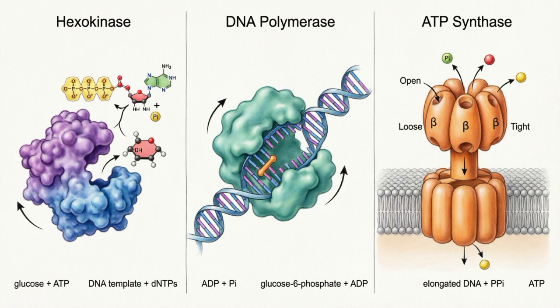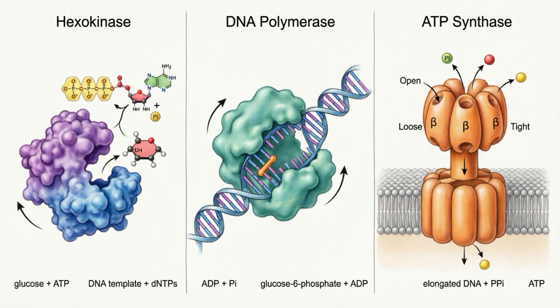The substrates, glucose shown as a red and black molecular structure and ATP shown with yellow phosphate groups, approach the active site. After binding, the enzyme closes around them, bringing the molecules into optimal position for the reaction. The products, glucose-6-phosphate and ADP, are released. This dramatic hinge motion exemplifies induced fit perfectly.